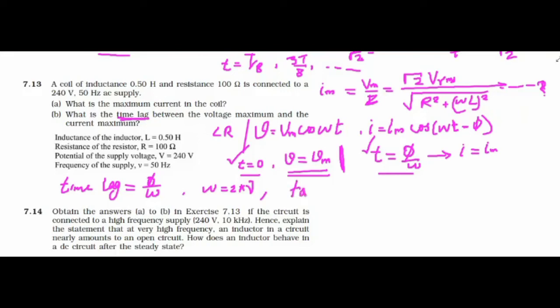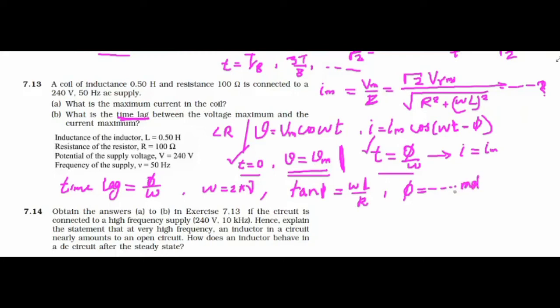How can you calculate phi? Here, tan phi is equal to omega L by R. Substitute the values of omega, L and R. You will get the value of tan phi. From tan phi, you can find the value of phi. And when you calculate the value of phi, the unit of phi should be in radian.